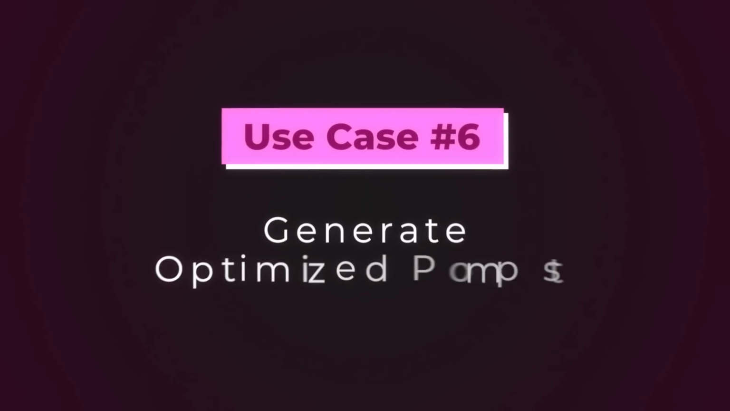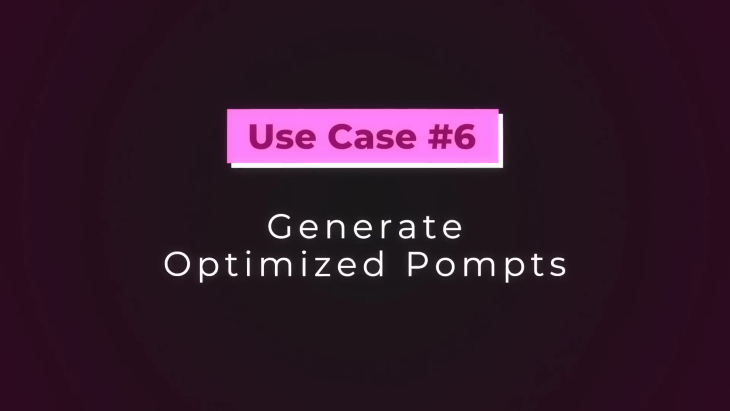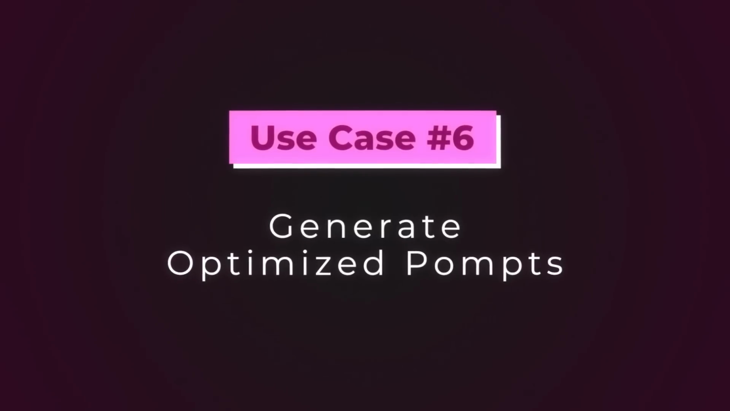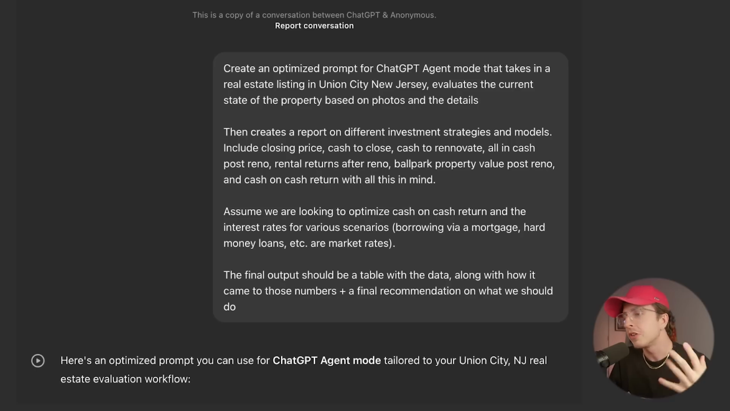And what you might be wondering is, like, how do you create optimized prompts for these agents? And that brings us to use case number 6, as this might be maybe one of the most important of the 25 use cases. You can use AI to help generate and optimize prompts that will let the AI agent do what you're trying to make it do. Here's the exact framework I like to use. So create an optimized prompt for ChatGPT Agent mode that takes in an input, does actions, and creates an output. In practice, here is exactly what it looks like.